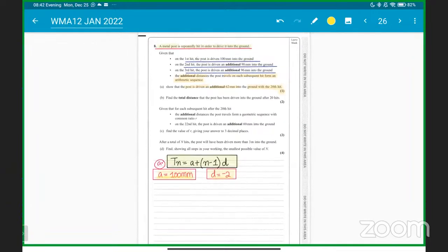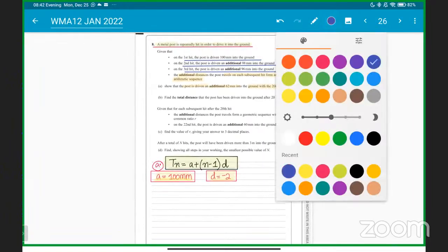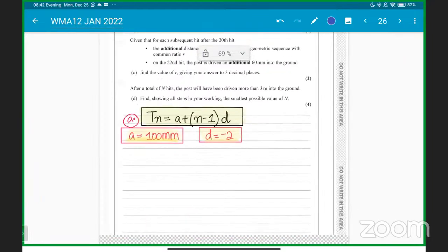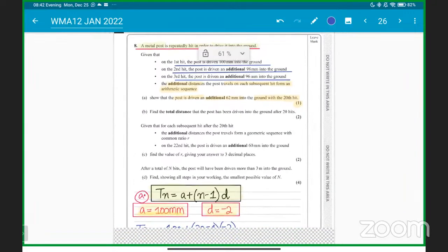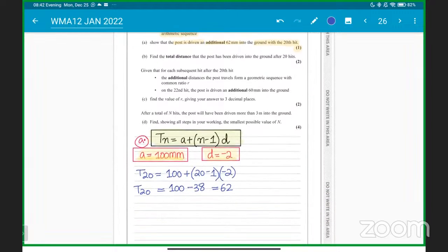Now the question becomes easy. To find the 20th hit, it will be a, that is 100 millimeter, plus 20 minus 1, that is 19 times -2. So 100 plus 19 times -2, which is -38, and 100 minus 38 is 62. Everyone got this clear? This is question number 8 of unit 2 January topical past papers of 2022.